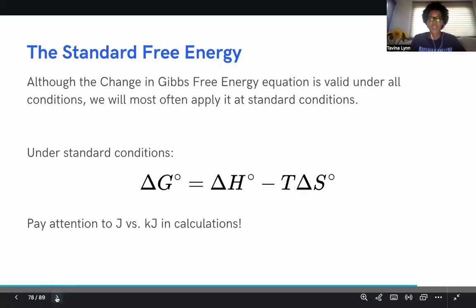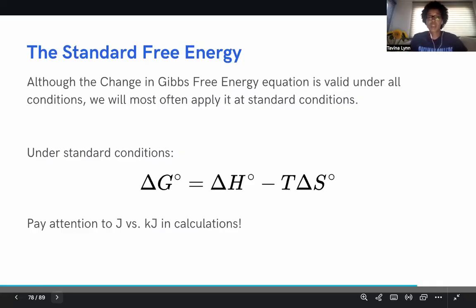All right. So standard free energy: just like with enthalpy, where we can calculate standard enthalpy changes, and standard entropy changes, we can calculate standard free energy changes. And it's valid under standard conditions.